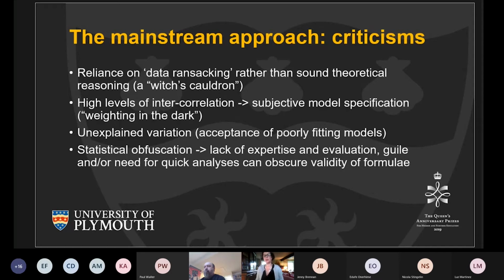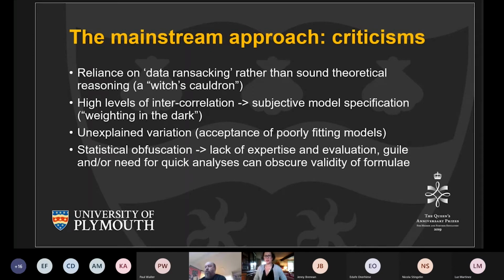Another issue has been an acceptance of quite remarkably poor fitting models. So we put a lot of faith in these regression, these econometric models, but often they're really explaining less than half of the variation that you're seeing, and you're thinking, well, is that good enough? I don't think it is. And often, and I'll give you some examples of this, a real tendency towards statistical obfuscation. A wonderful example from the Home Office, which I'll come to later on. Right, can I have the next slide, please?